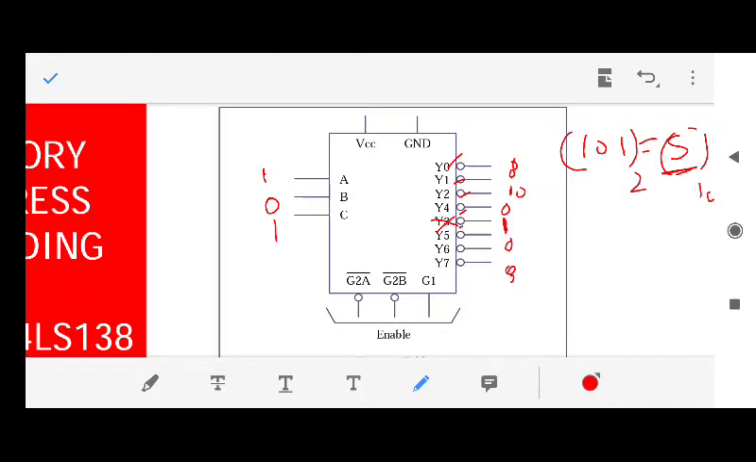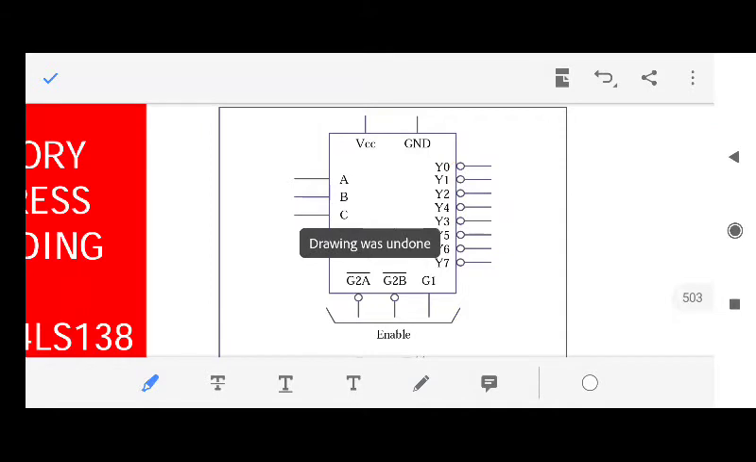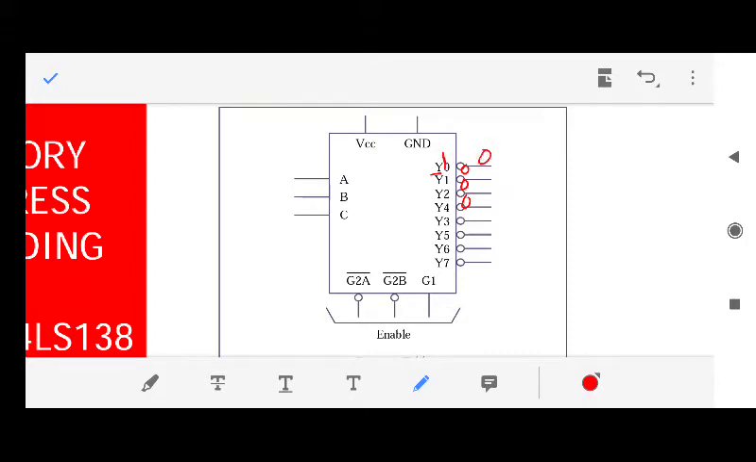Now, this is a special decoder, not a simple decoder. The output pins are connected to a bubble. You can see this bubble. What does the bubble mean? This bubble means that whatever signal is coming out from these pins is complemented. For example, if a 1 is coming out of this, it will be 0. If 0 is coming out, then it will be 1.